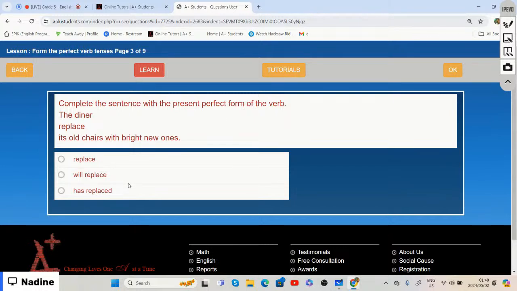We need to complete the sentence with the present perfect form of the verb. The diner, do we say the diner replace its old chairs with bright new ones? So we can say the diner, do we say replace, will replace, or has replaced the old chairs with new bright ones? Yes, well done. So we will then say that the diner has replaced its old chairs with bright new ones. So well done, guys.